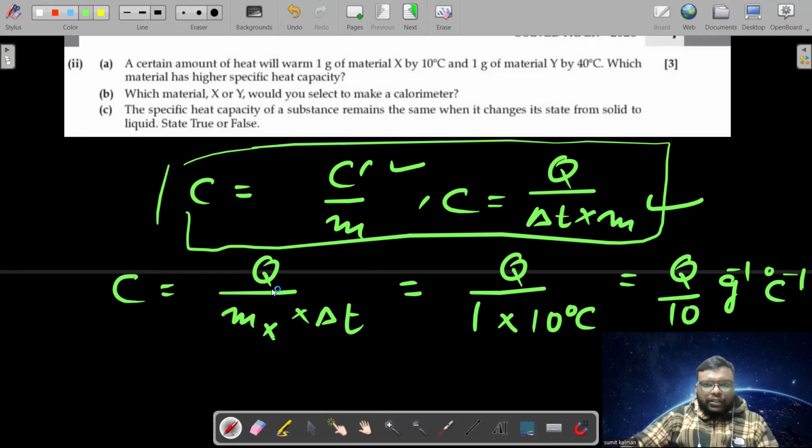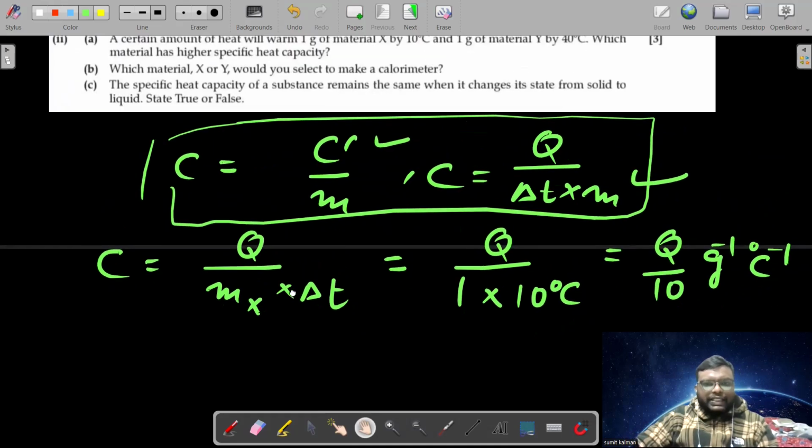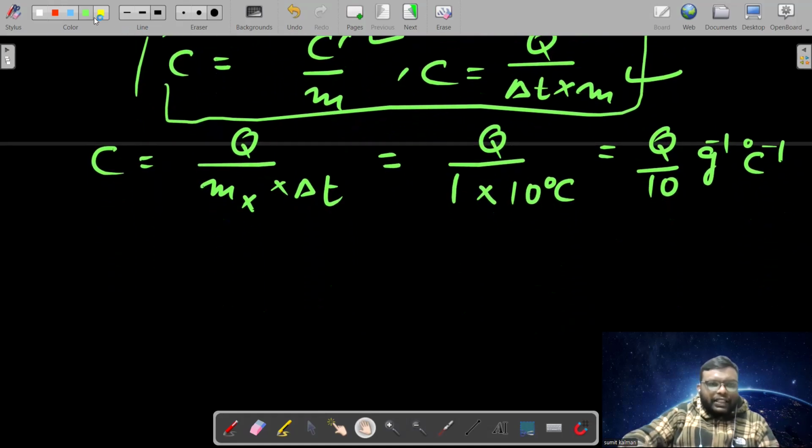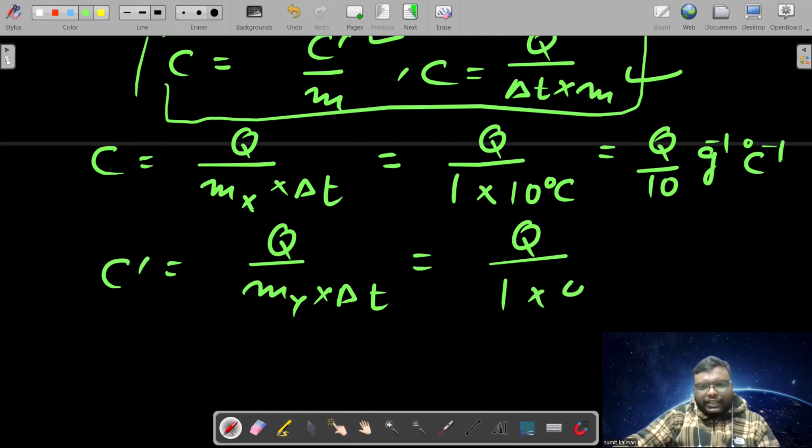So now we will see for material Y. Similarly, we will calculate specific heat capacity for material Y, and here I am denoting it by C dash. C dash is equal to Q upon My into delta T. So here it will become Q, My is again 1 gram and change in temperature is 40 degrees Celsius. The unit will again be per gram per degree.